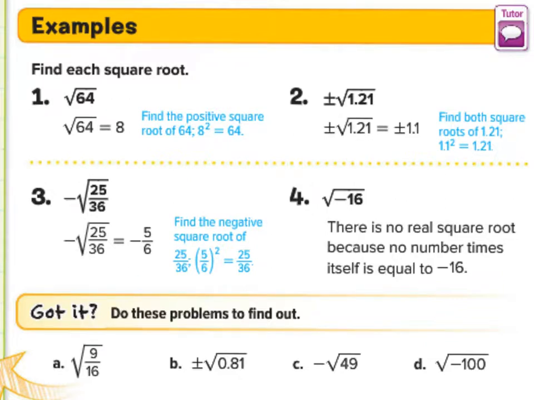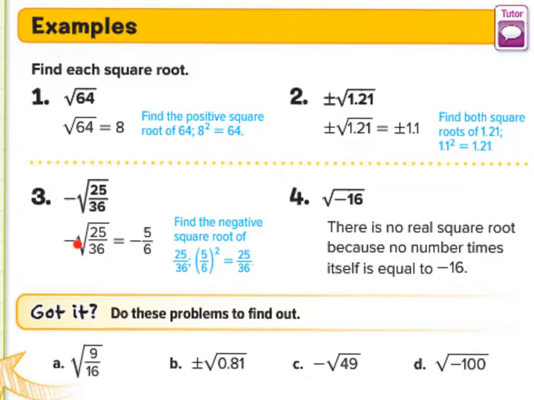You're probably wondering, if we multiply this by itself, negative times negative, we're going to get a positive. But the radical sign is what's negative. We have to keep this expression as a negative expression. This will make more sense later. You'll see why. And then finally, number 4.